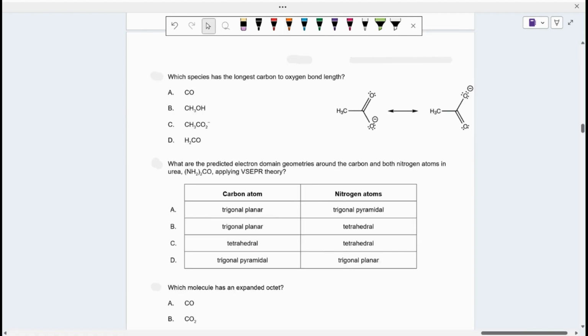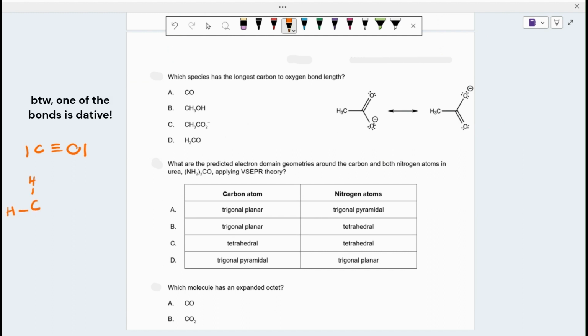Next question, which species has the longest carbon to oxygen bond length? Okay, we have CO, that is a triple bond. C, 1, 2, 3, O. This has a lone pair. This has a lone pair. CH3OH, if you have done organic, then this will be easy for you to draw out. If not, maybe not. And it has 2 lone pairs.